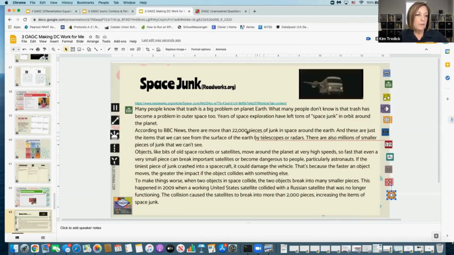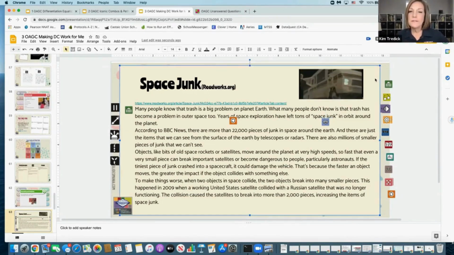You know what? I need to remember that it's been years of exploration, and that term space junk just kind of stands out to me. Okay? So I would be just sketching or drawing icons. If you are in the remote world, this is definitely a good way to have them annotate text online.